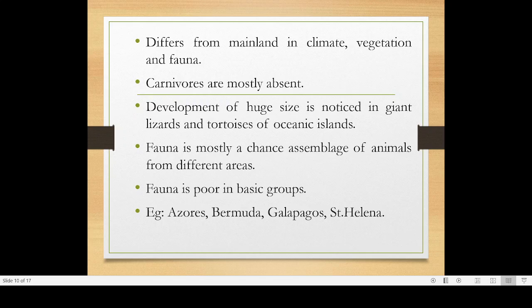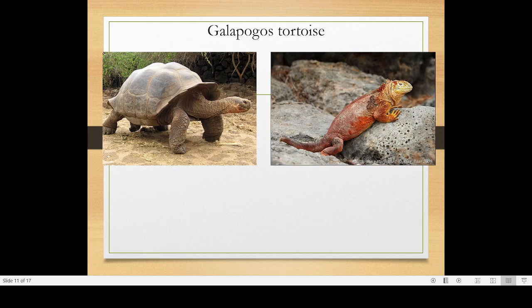Then development of huge size is noticed in giant lizards and tortoises of oceanic islands. You have heard about Galapagos tortoises. These are examples. For example, if you go to Galapagos, we can find very big tortoises as well as turtles. And this is also an iguana. Iguana is a small garden lizard-like reptile, but they are very large, up to the size of a crocodile. And they were able to reach that large size mainly because of the lack of predators.